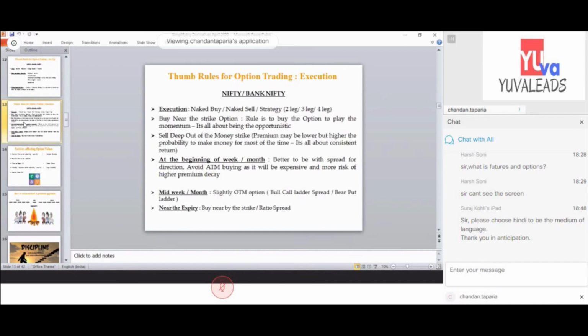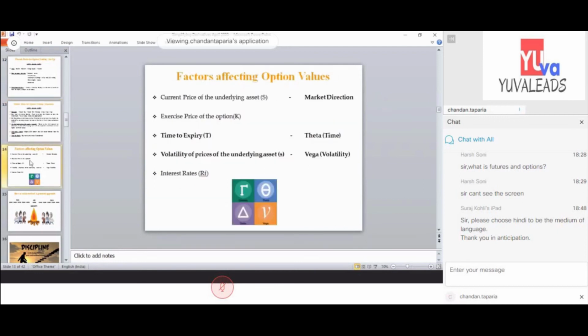But a different way of understanding is required to be a perfect options or derivatives trader. Already we discussed the factors which are affecting the option value: delta, gamma, theta, vega, rho. But in practical terms, it is market direction, time, and volatility.